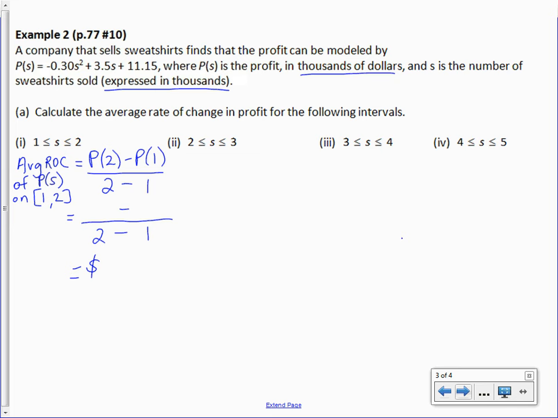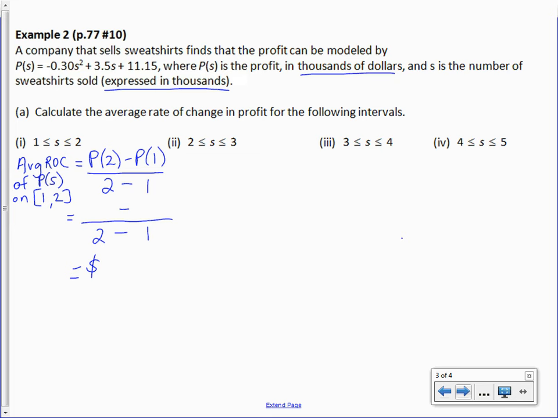Now here's a neat thing. If your number of sweatshirts and the profit are both in thousands, when you get your answer, it's actually per sweatshirt. Does that make sense? Because if you get the profit on 1,000 sweatshirts divided by 1,000 sweatshirts, you would get 1 per sweatshirt. Because both of these are in thousands, your answer is going to look like a dollar amount, and that's per sweatshirt. We good?